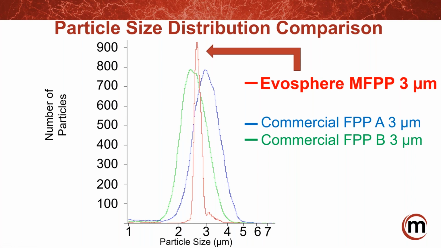You can look at the comparison of the Evosphere. What we're showing is a monodisperse, fully porous particle around 3 micron. And this is a Coulter counter. So this shows you, basically, it gives a signal as to where the distribution of the particles sit.